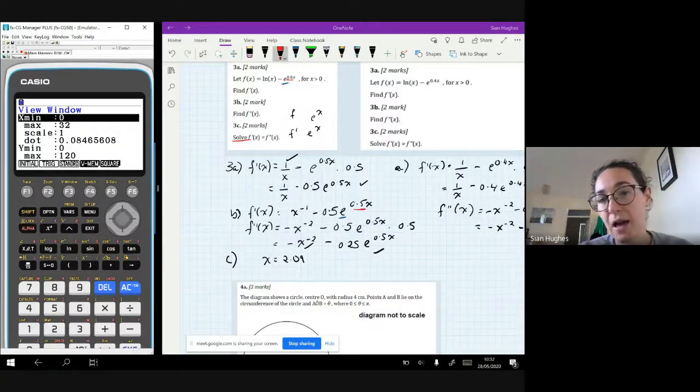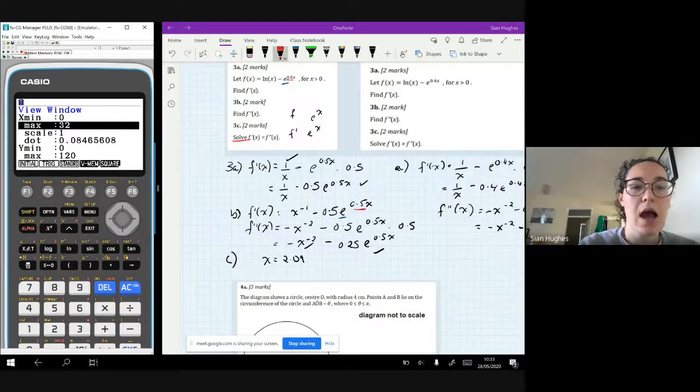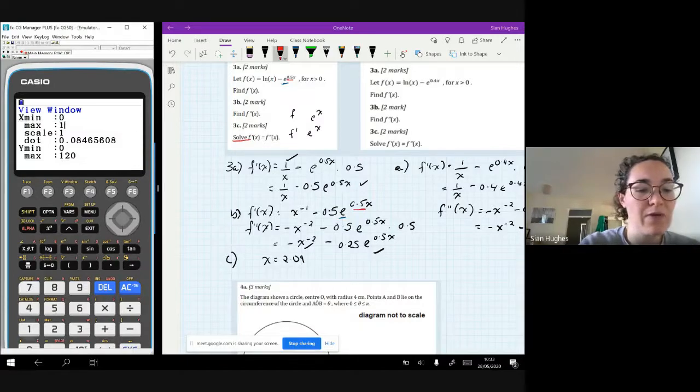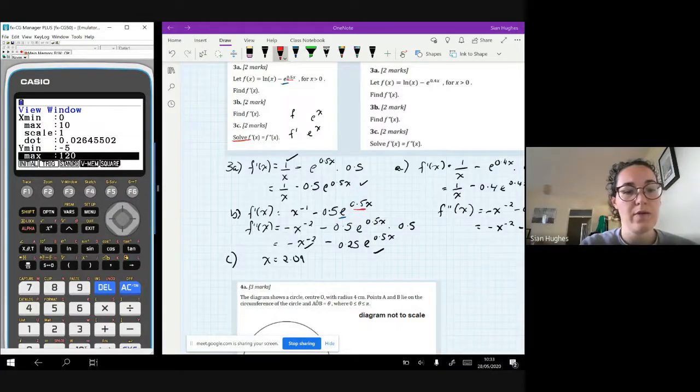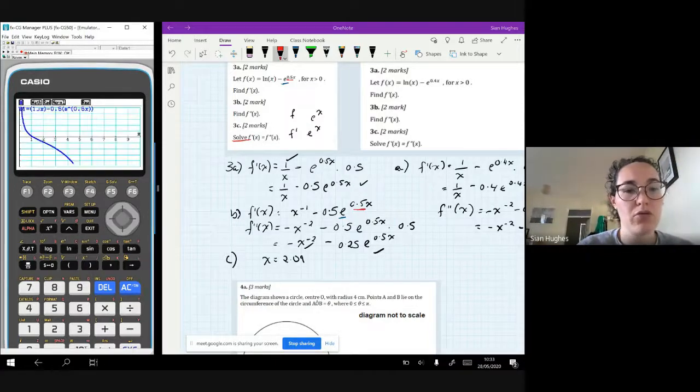And just to check, I only want a minimum value of 0 for x because it tells me to only look at positive x values. And I'm probably going to choose some sensible values for the window. So I might put 10 as a maximum for x. And the y's, I might put minus 5 to 5. And that's just because I don't really know the size of this graph. So that's kind of fairly small numbers to start with. If I can't see enough of it, I'll pick some bigger ones. And then we go to draw.